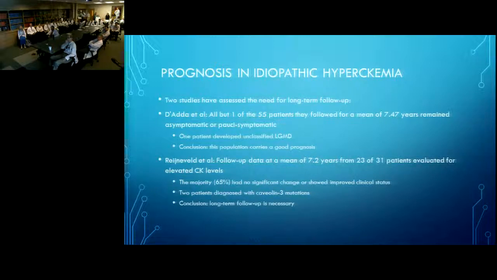So prognosis is very good. In 2 studies that looked at these patients for about 7 years, only one had an unclassified limb-girdle muscular dystrophy, and in the second group, 65% did not have any change or did not develop any symptoms. So we think that it really carries a good prognosis. However, rare cases of caveolin 3 mutations have been reported in these patients. So I guess if the patients have some abnormal studies like EMG and muscle biopsy, you may elect to follow these patients for development of some of these rare forms of muscular dystrophy.